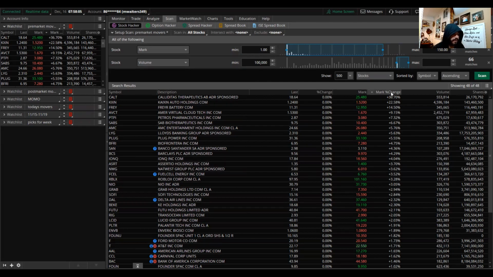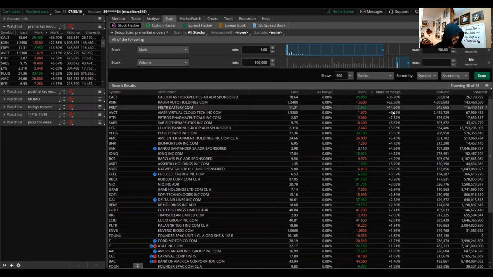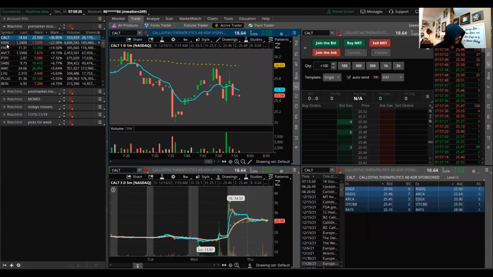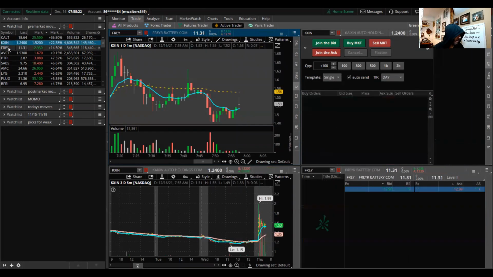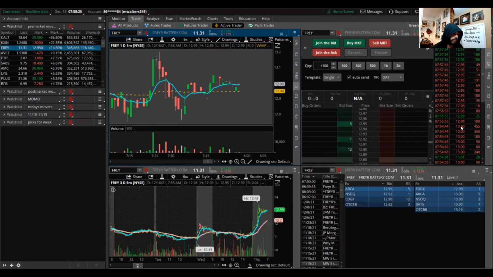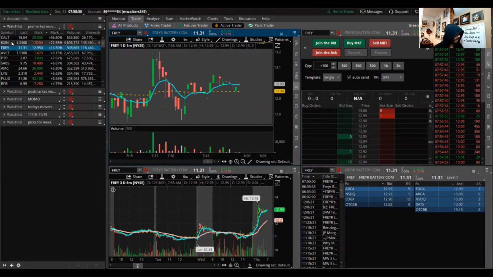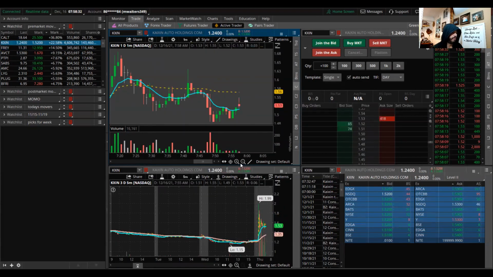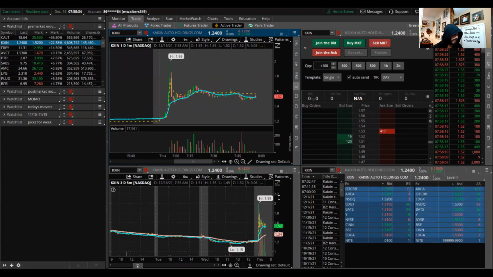But the key is I sort from market percent change. And that is right here. I put it in my watch list to make it easy to access when I want to just click over here. It's linked up into my charts. This is the way that I have my trading platform set up. This is the way that I like it. I've been doing it like this for a long time. So this is a nice little setup.